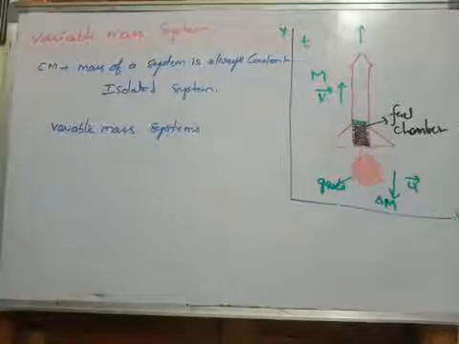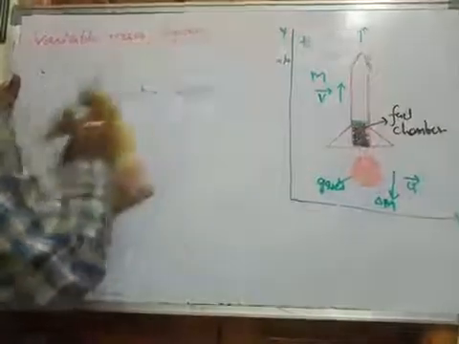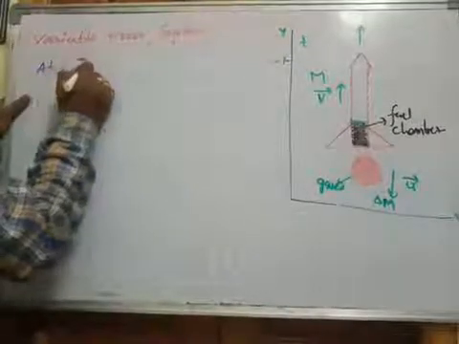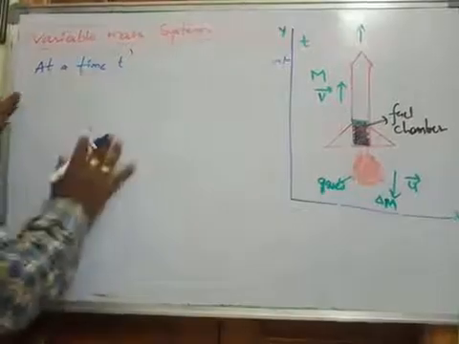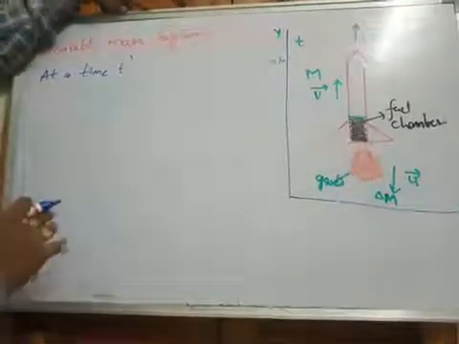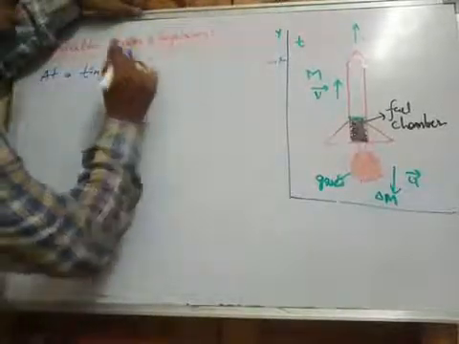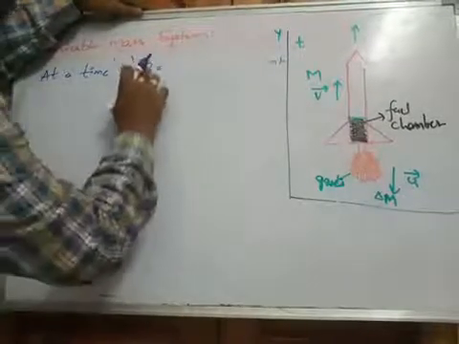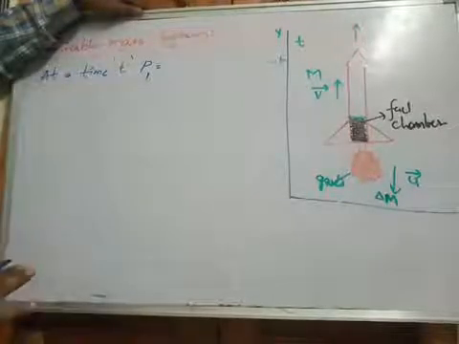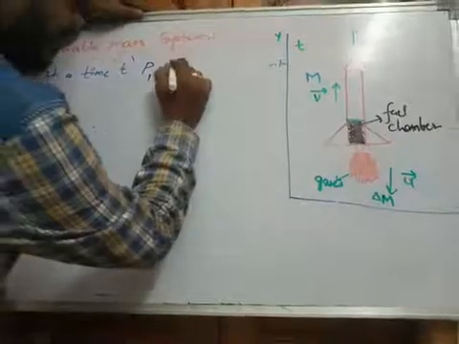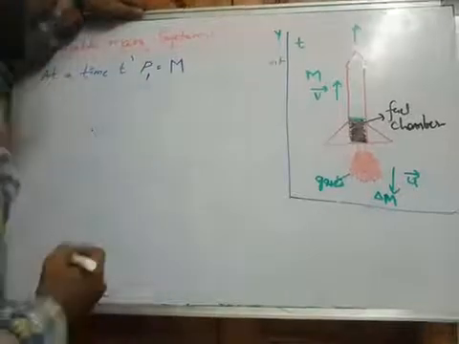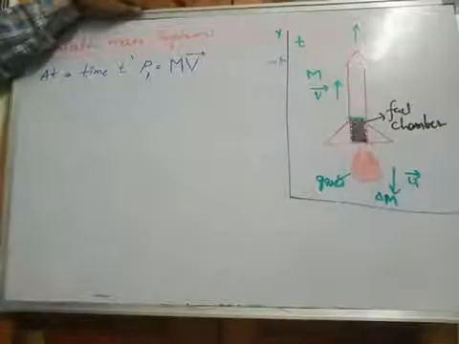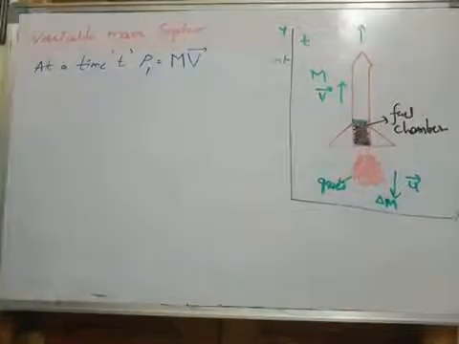Let us assume at a time t, the momentum of the total system can be taken as P1. The initial momentum of the system at time t can be written as capital M, the mass of the total system, times the velocity of the system. The system is nothing but the rocket here, so it is the velocity of the rocket, right? P1 is equal to M v bar.